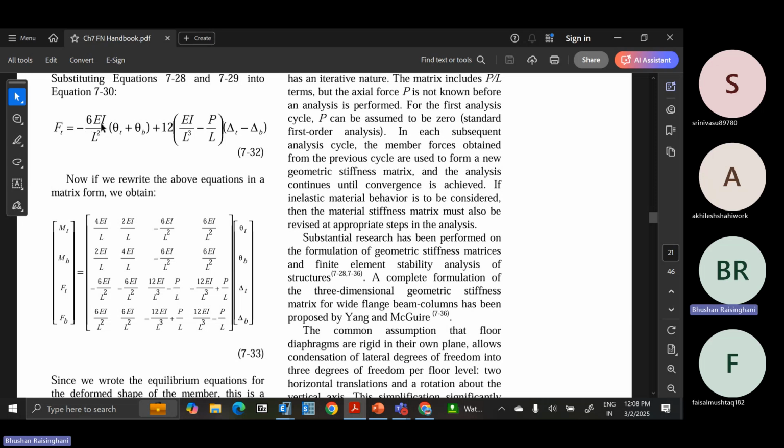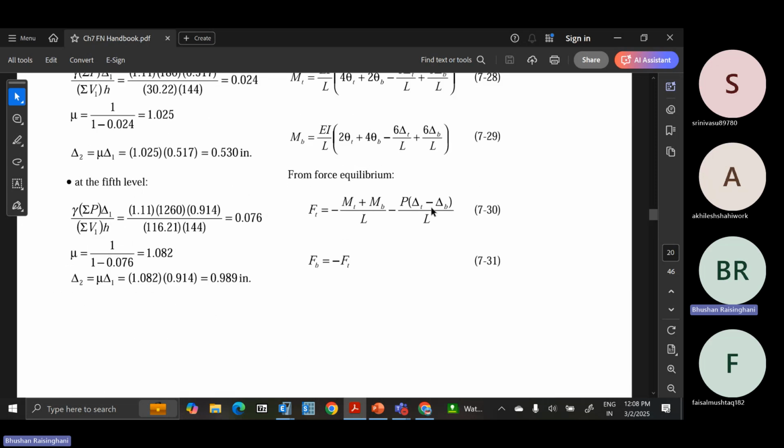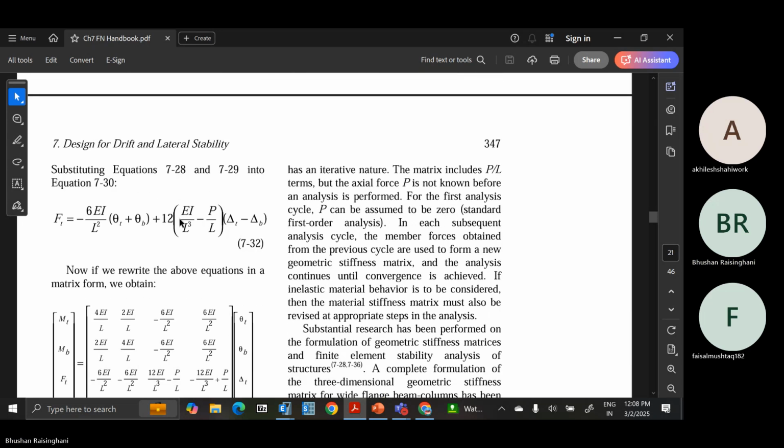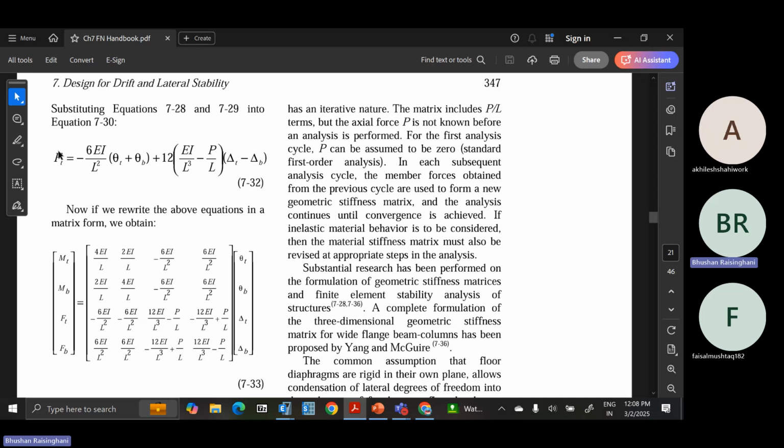So my 6 EI theta by L square is now becoming 6 EI by L square, theta top plus theta bottom, plus 12 into EI by L cube now becomes 12 EI by L cube minus P divided by L into delta. So all these are moments. So 12 EI by L cube is a moment and this you can see P top minus bottom into P is a P delta effect. So 12 EI by L cube minus of P by L, delta top minus delta bottom. Now this has become a new equation to be solved considering the stiffness of the building.